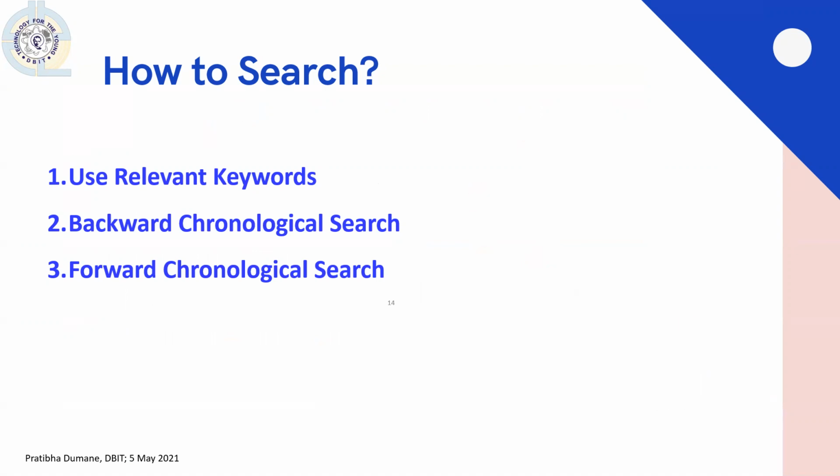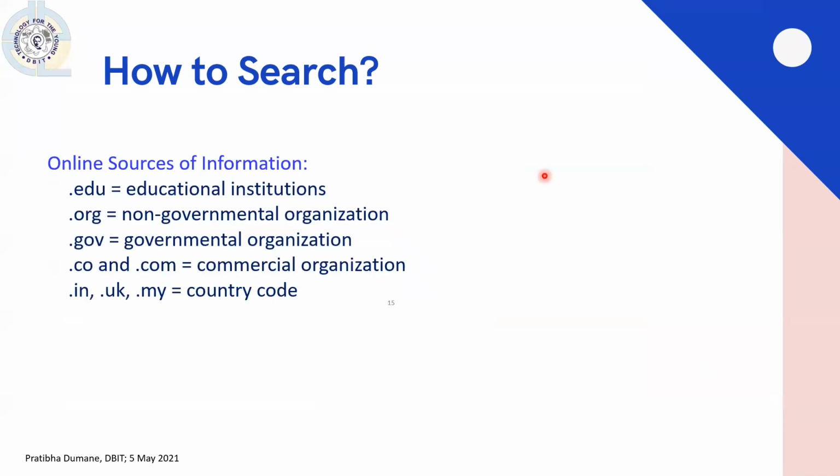And in forward chronological search, first identify a very important paper in your area of interest, identify the publications that are citing this particular paper, and amongst those papers, you will find papers that are relevant to you. You can search for different information on different websites, and websites ending with .edu are educational institutions, with .org are non-governmental organizations, .gov are governmental organizations, .co and .com are commercial organizations, and ending with .in or .uk or .my are the country-specific codes.